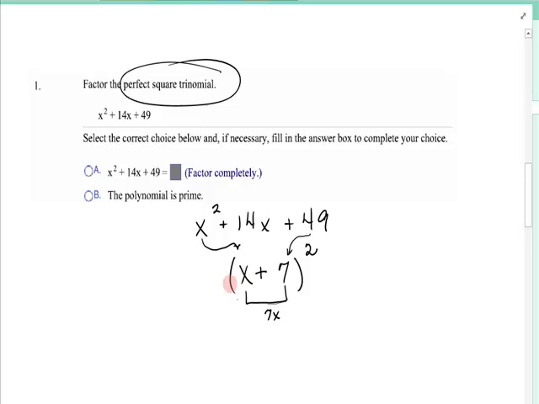If you did not know it was a perfect square trinomial, you could have done trial and error and said, oh, they're both plus. I know I need x and x. I need factors of 49. Is it 1 and 49, or is it 7 and 7? They have to add up to be 14, so it's 7 and 7. These are both answers, either one.